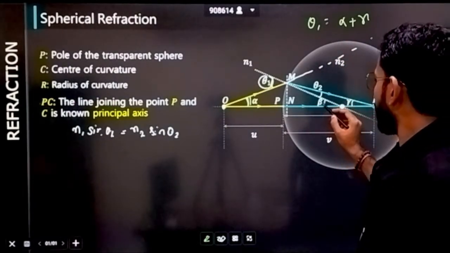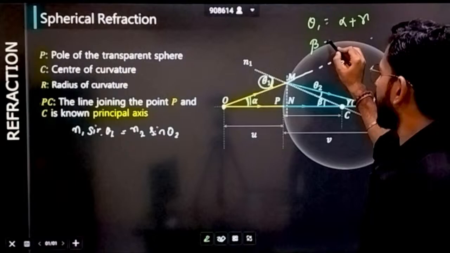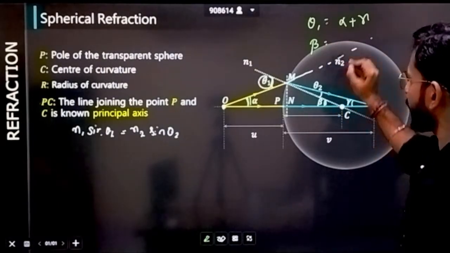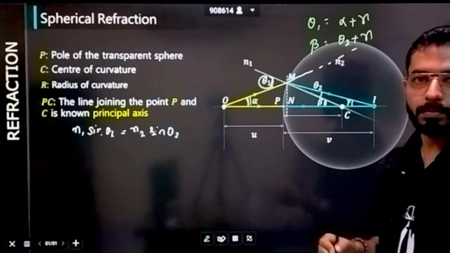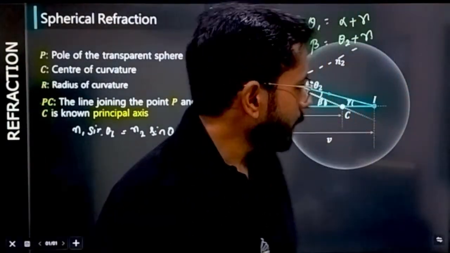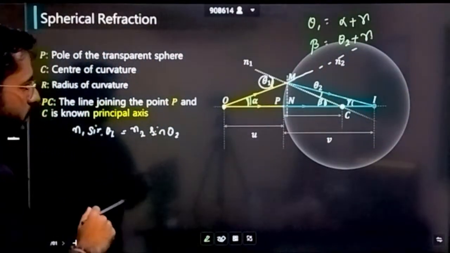And the second one, if I ask you to write beta, how can you write beta? This angle beta, can you write it as theta 2 plus gamma? Theta 2 plus gamma. Correct now? Now see how I am going to substitute.